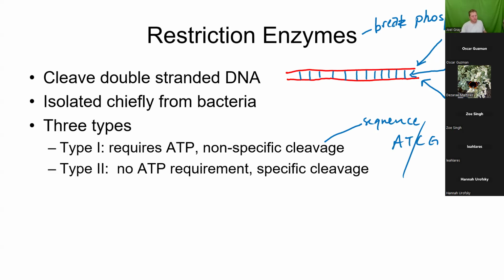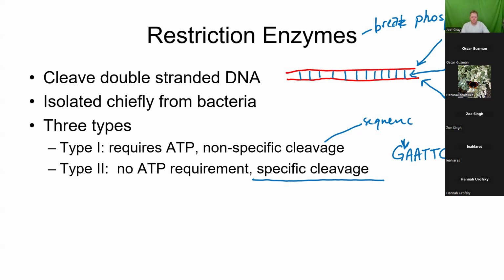Type 2, by contrast, don't require ATP, and they have very specific cleavage patterns. So what that means is that there are different restriction enzymes that might see a pattern like this, GAATTC. And there's one restriction enzyme that will see this and be like, okay, cool, I'm going to cut right here. Another restriction enzyme is going to see this same pattern and say, I have no interest in cutting there. They're both type 2s because they both have very specific patterns, but that's where they differentiate from one another.